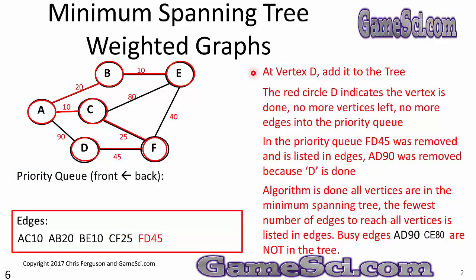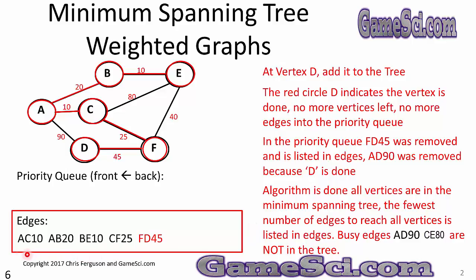At vertex D, add it to the tree. The red circle D indicates this vertex is done. No more vertices left. No more edges into the priority queue. In the priority queue, FD45 was removed and is listed in the edges below. AD90 was removed because D is done. The algorithm is done. All vertices are in the minimum spanning tree. The fewest number of edges to reach all the vertices is listed in edges.